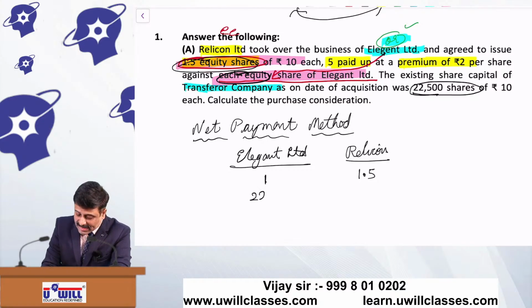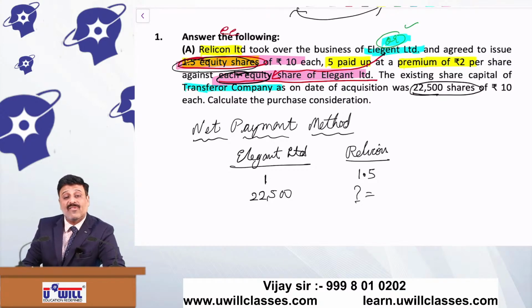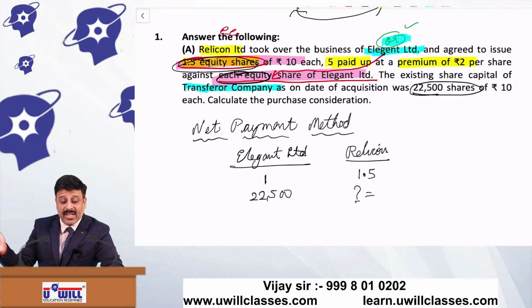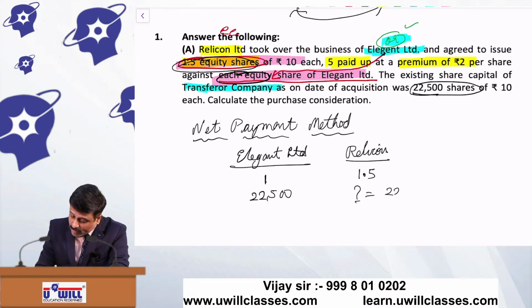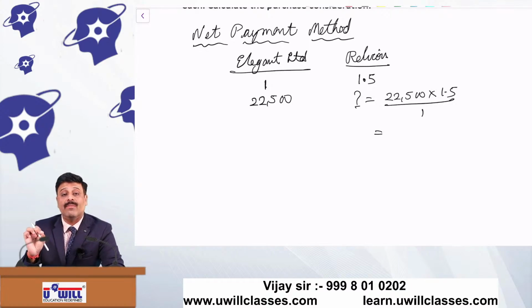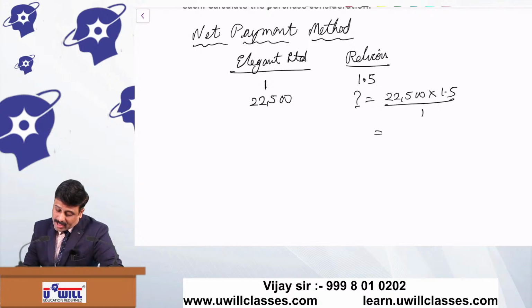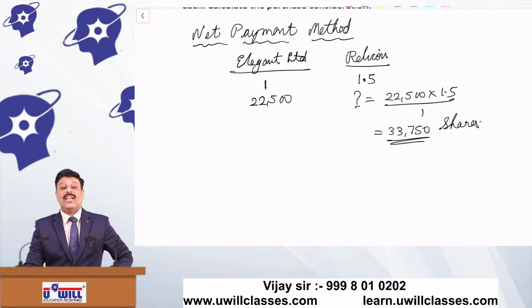In Elegant there are presently how many shares? 22,500 shares of 10 each. So how many shares of Relicon will be given? For one share, 1.5 equity shares will be given. So for 22,500 shares, how many shares will be given? 22,500 into 1.5 divided by 1. If you do 22,500 into 1.5, then 22,500 plus 11,250 comes to 33,750. These many shares of Relicon Limited will be given.